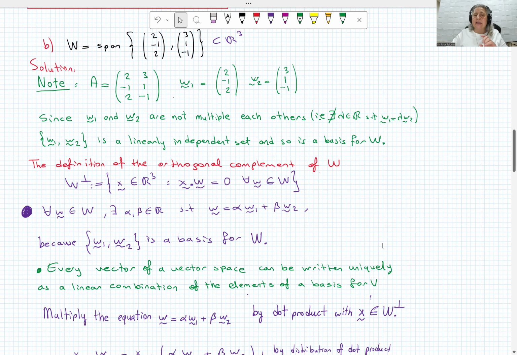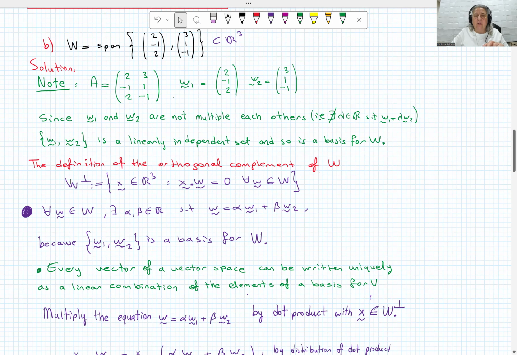Then this is the definition of orthogonal complement. This is how it's defined. For every vector in R3, because W is a subspace of R3, when we take the dot product with every single vector in W, we must have 0. This is a very strong requirement because every vector in W should satisfy this.